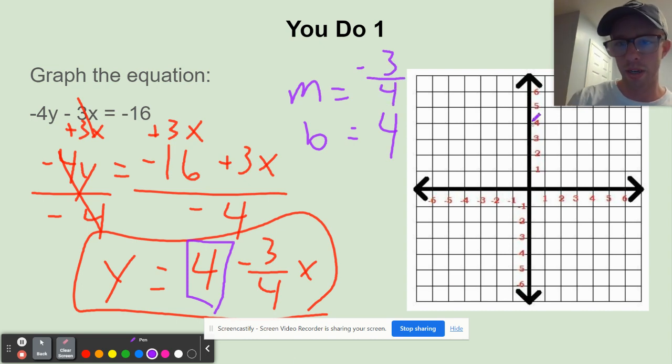So I'm going to go to positive 4. And I'm going to go down 3. This is the change in y. Down 3 over 4. This pattern continues forever since it's a linear rate of change. But because I don't have any space, I can't keep it going on this graph. I could go the opposite, up 3, backwards 4. All right, connect these into a line. All right.